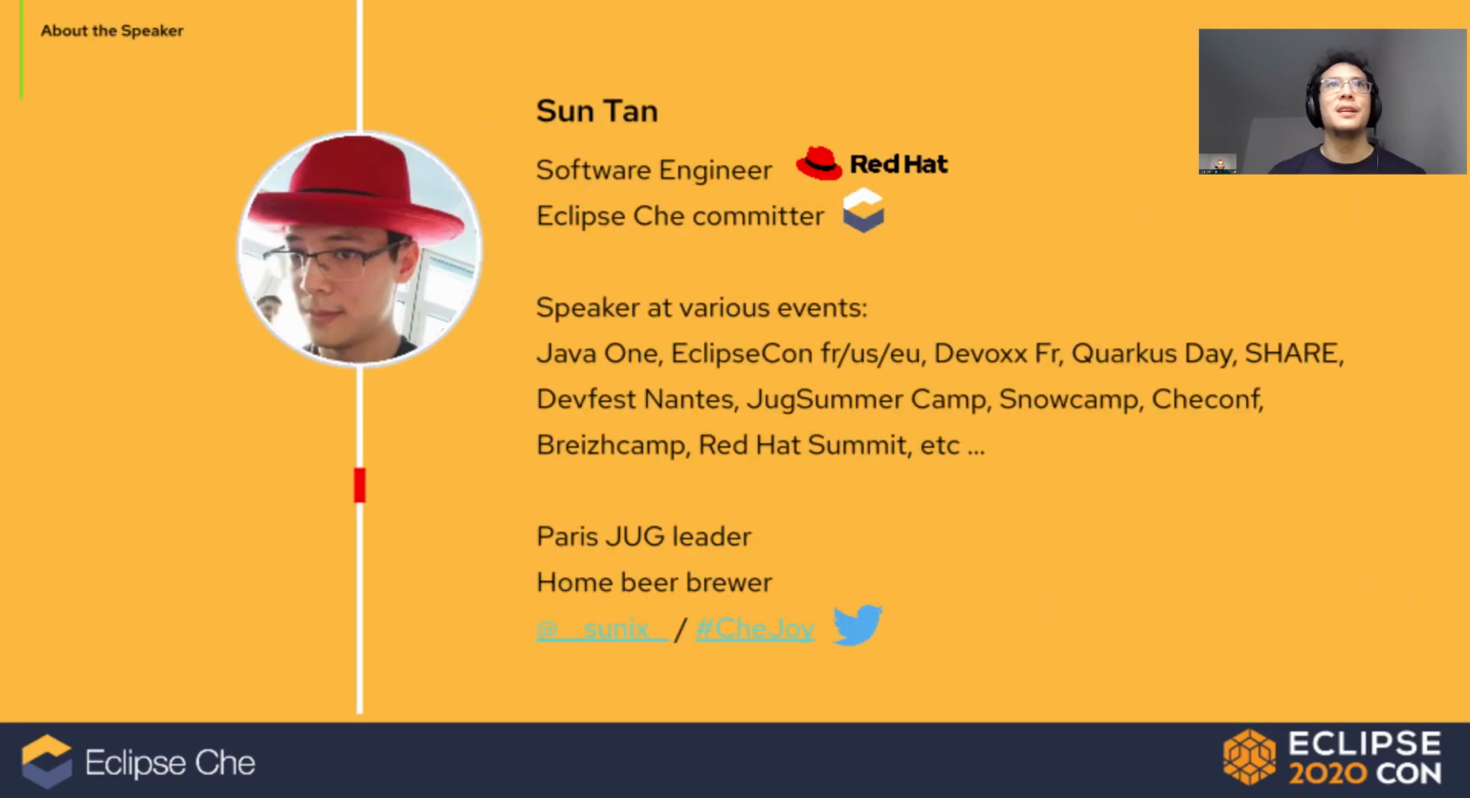My name is Santan. I work for Red Hat as a software engineer, and I am one of the Eclipse Che committers. I've been contributing to this project for the last 6 years. I also enjoy speaking at developer events such as JavaOne, EclipseCon, or DevOps France. During my free time, I'm leading the Paris Java user group, and I'm also brewing my own beer in my kitchen.